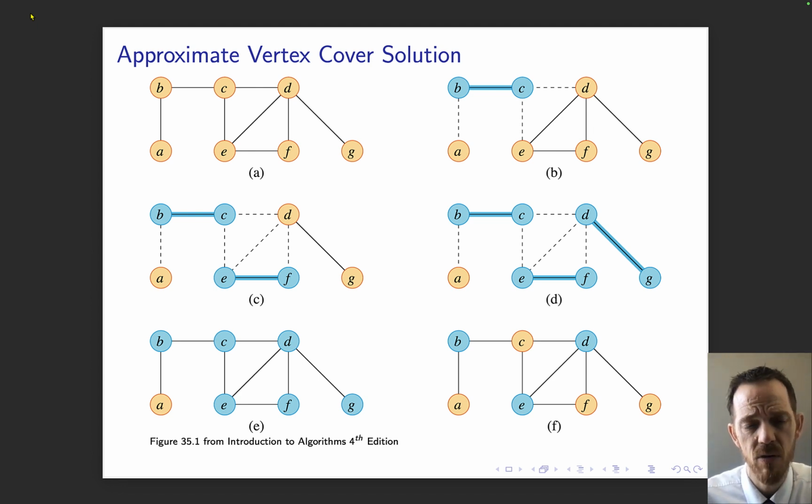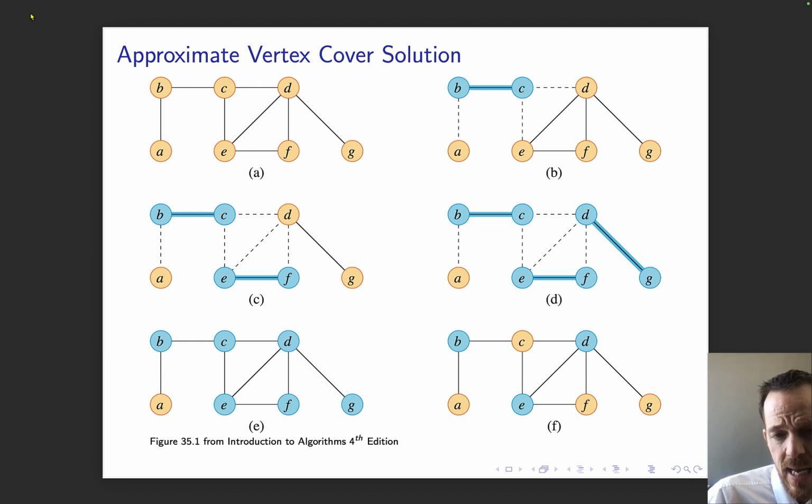So here we have a graph with A is connected to B, B is connected to C, C is connected to D and E, D is also connected to E, F, and G, and E and F are connected. So let's say we arbitrarily chose the edge between B and C. Now B and C are in our vertex cover, and that means the edges adjacent to both B and C are covered. So then let's say the next edge we arbitrarily chose was EF.